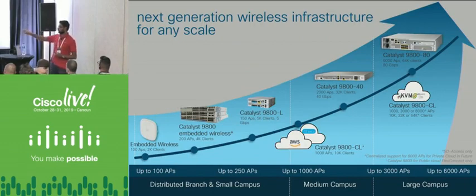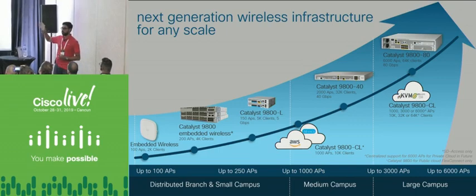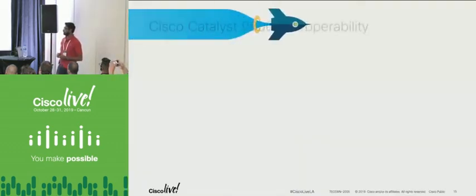So you start as low as 100 APs to as high as 6,000 APs, and you have one solution from small, medium, or large campus. You can choose what you want on that same base experience on the IOS XE software.